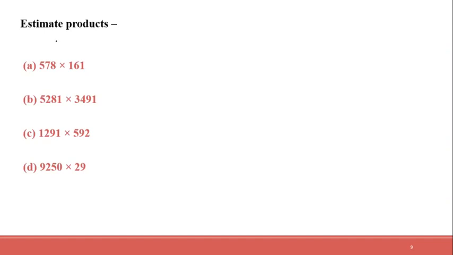Now we will estimate the products of numbers. Okay. Let's see how we will do this. If I want to calculate this number, let's round it off to the nearest 100. So it will become 600 and this will become 200, right? So if we multiply, we will get 20 here, 20 here, and 6 into 2, 12. That means 1 lakh 20.